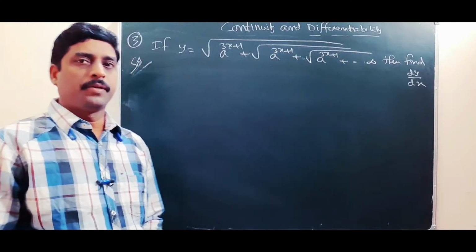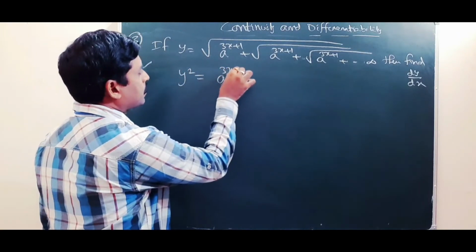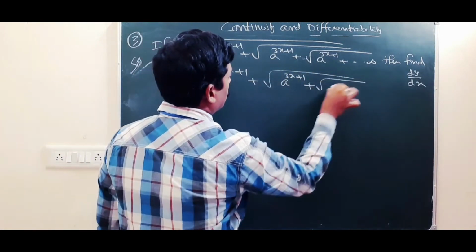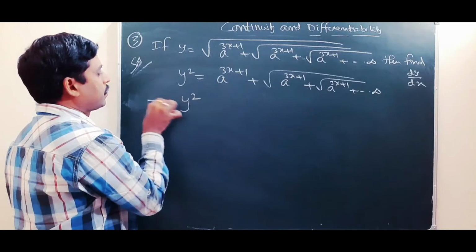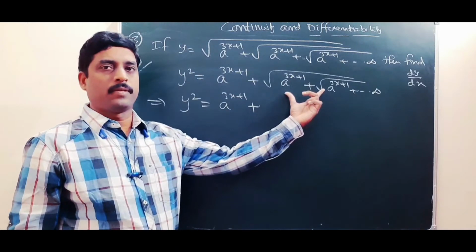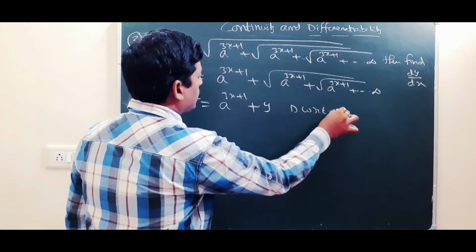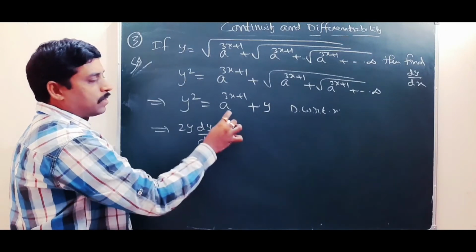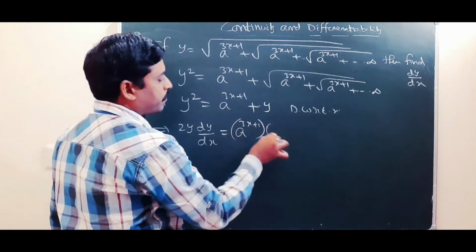Now let me explain according to the process. Squaring on both sides: y^2 is equal to, the root gets cancelled, a^(3x+1) plus root under a^(3x+1) plus root under a^(3x+1) up to infinity. So y^2 is equal to a^(3x+1) plus, in this place, we should write y. Now differentiating on both sides with respect to x, the differentiation of y^2 is 2y dy/dx, and the differentiation of a^(3x+1) is a^(3x+1) into log a.